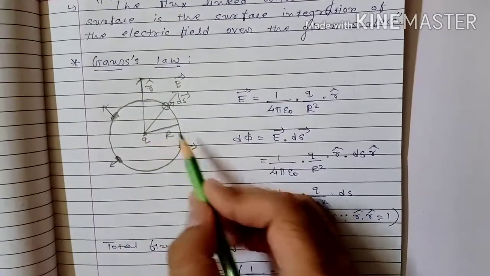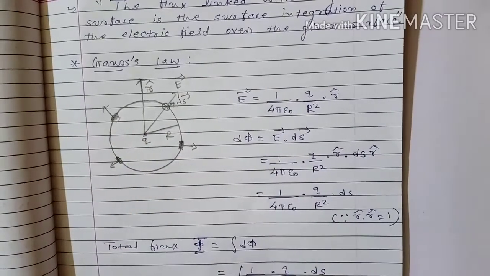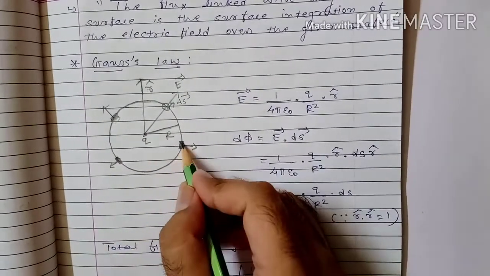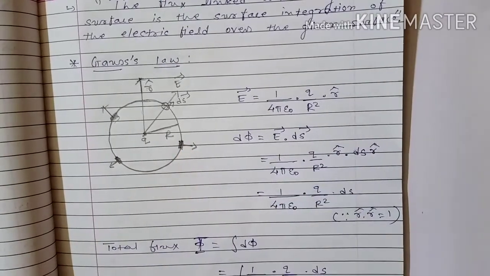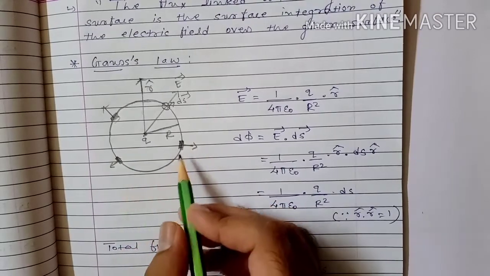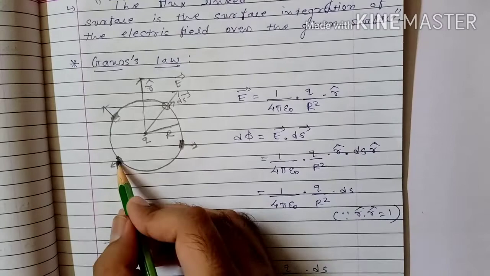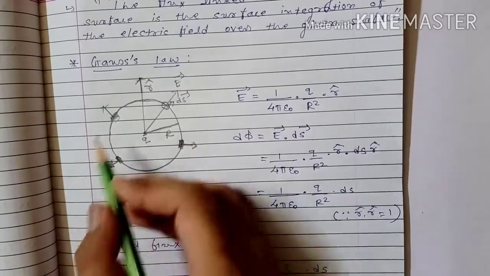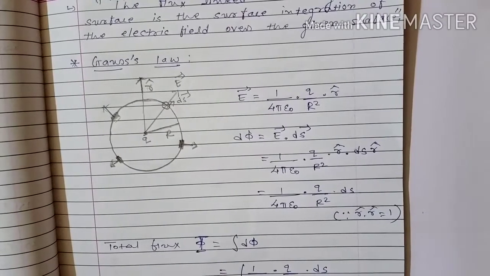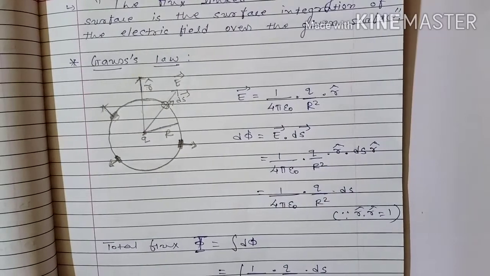Okay. Here if we consider a small area element on the surface of the sphere, then we know that whenever there is a closed surface, to find the area vector we have to draw the perpendicular in the outward direction. That will give you the direction of the area vector. So this way we can find the direction of the area vector.